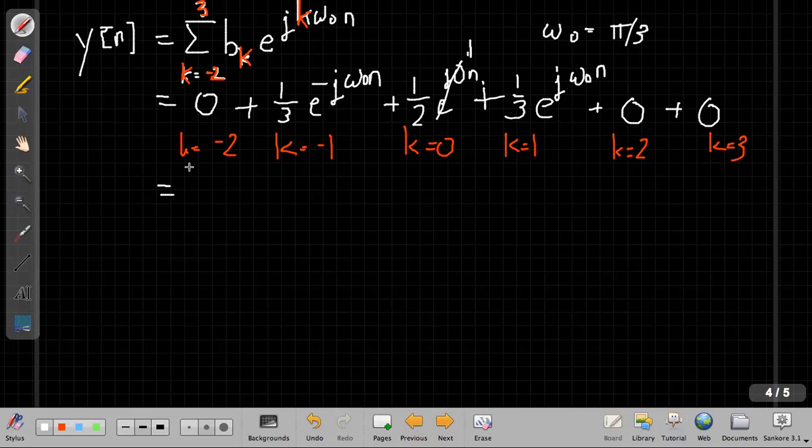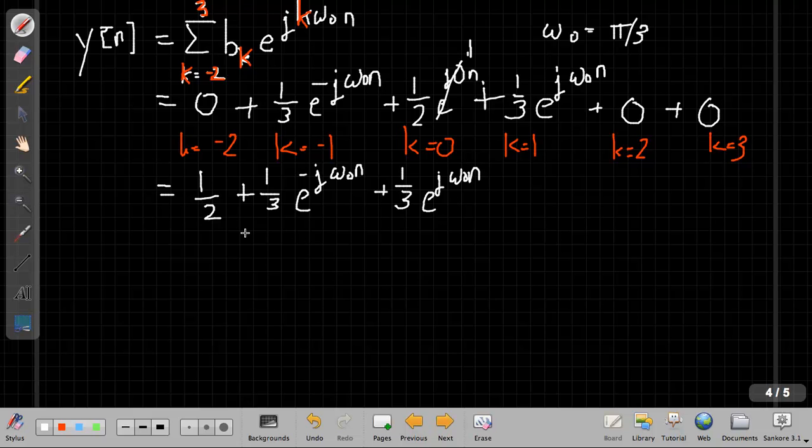So now let's write these out and change things around. I'm going to put this term here first, because I have an ulterior motive, knowing where I'm trying to end up with the answer. So I have 1/2 plus 1/3 e to the minus j omega naught times n, and plus 1/3 e to the plus j omega naught times n.